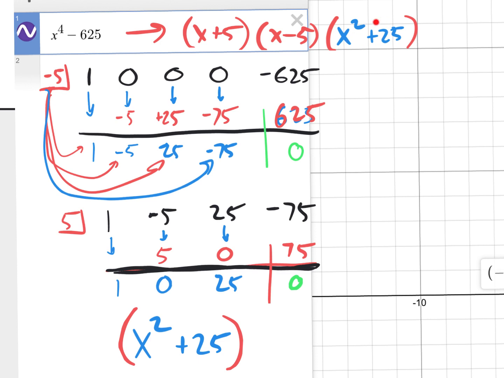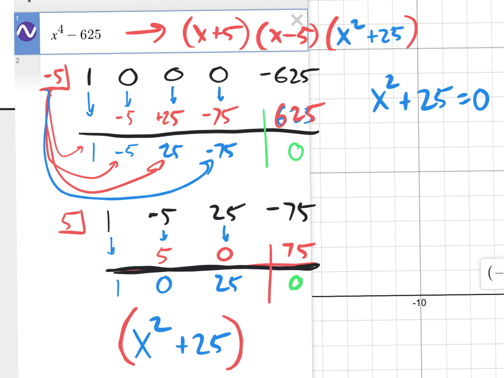This is the only one that we need to algebraically work on that's going to give us imaginary answers. So this x squared plus 25, when I set it equal to 0 and I solve it, I will get imaginary answers. Because I don't have ax squared plus bx plus c, there is no middle term bx.